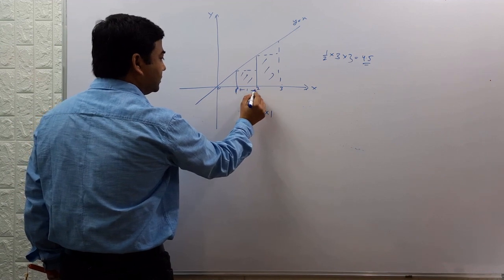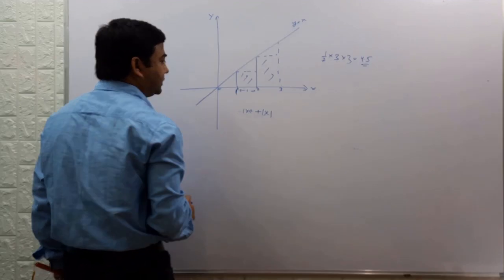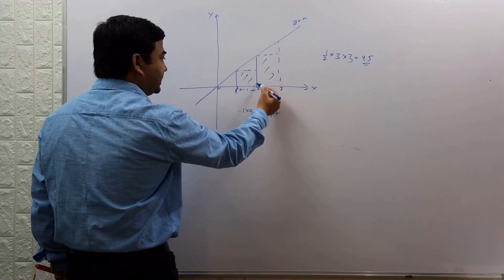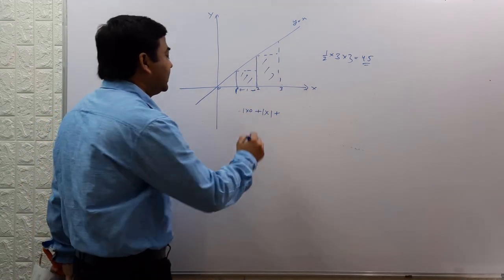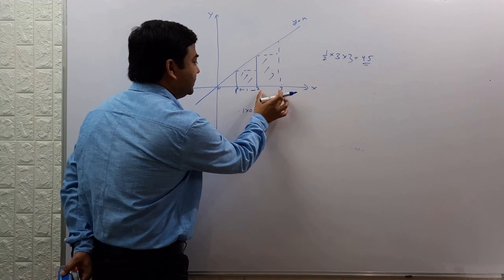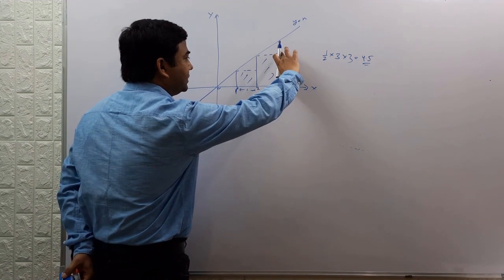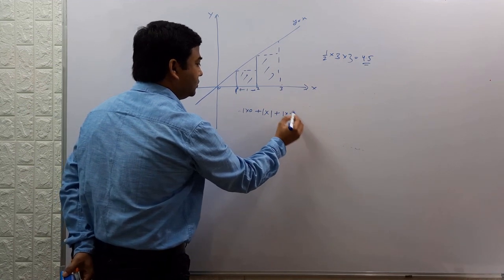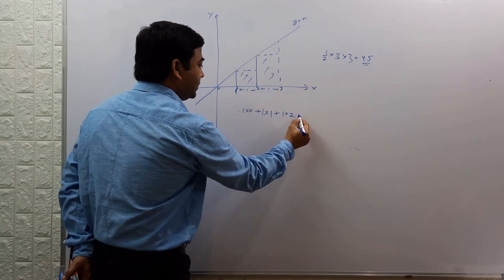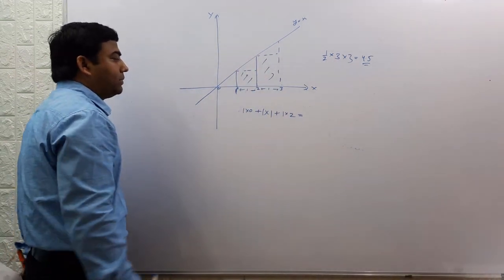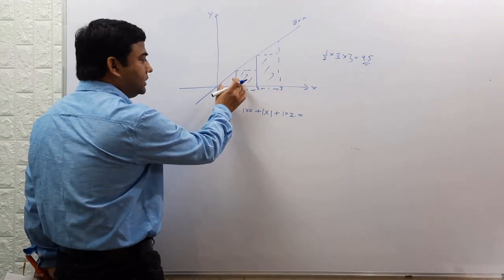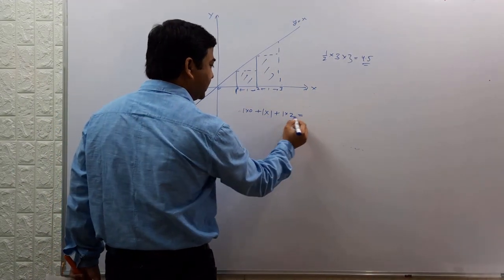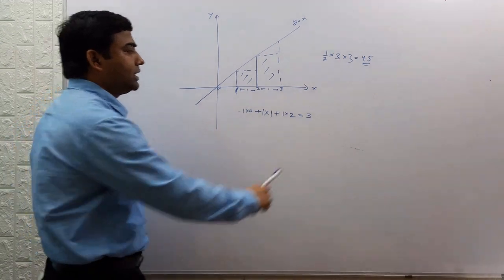This is 1 and its height is also 1. Plus this rectangle. You can see its width is 1 and its length is 2, so it is 1 into 2. So the area of this triangle by the method of exhaustion, dividing in 3 parts and finding the area of the rectangles, is 1 plus 2 equal to 3. Whereas the actual area is 4.5.